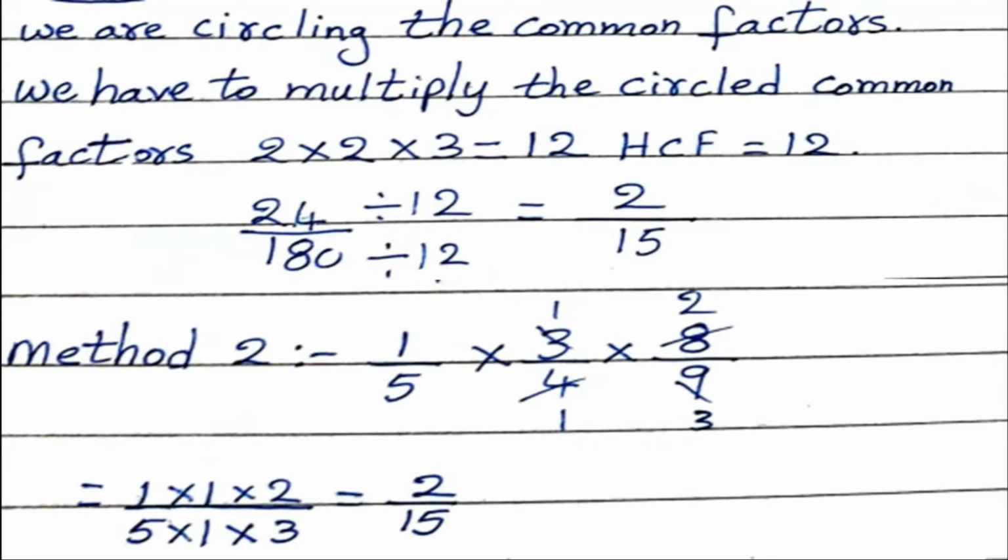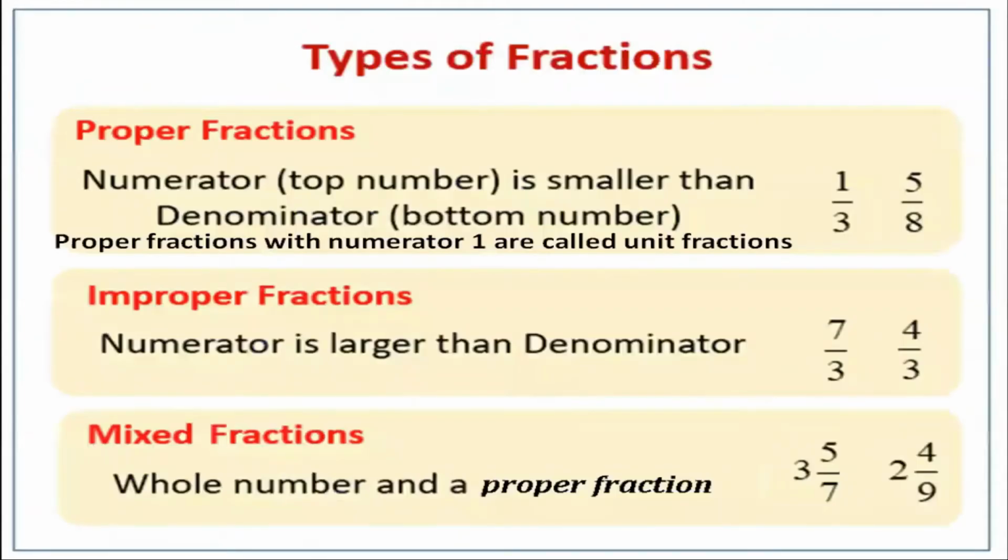Types of fractions. Proper fractions: the numerator, the top number, is smaller than the denominator, that is, the bottom number. For example, 1 by 3, 5 by 8. Proper fractions with numerator 1 are called unit fractions. Now improper fractions: the numerator is larger than the denominator. For example, 7 by 3, 4 by 3.